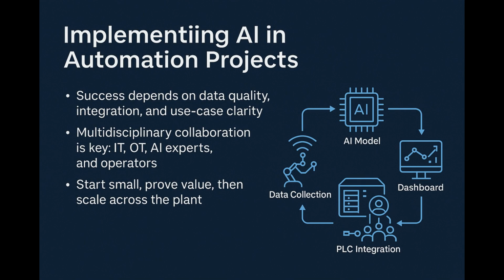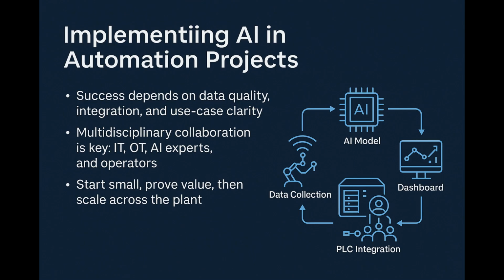Now that we've seen the potential of AI in real-world settings, the question becomes, how do you implement it in your own automation projects? The first step is recognizing that successful AI implementation isn't just a technology decision, it's a strategic one. It involves aligning your technical goals with business outcomes. Start by identifying specific problems where AI could add value, like reducing downtime, improving inspection accuracy, or optimizing process efficiency.